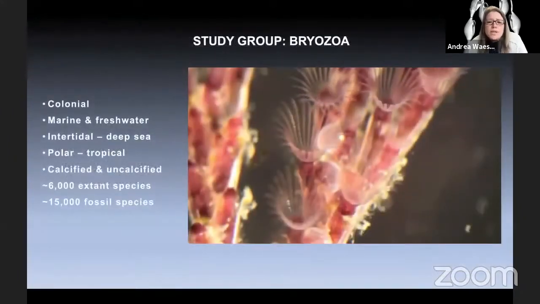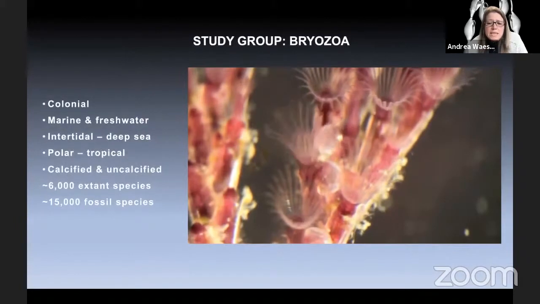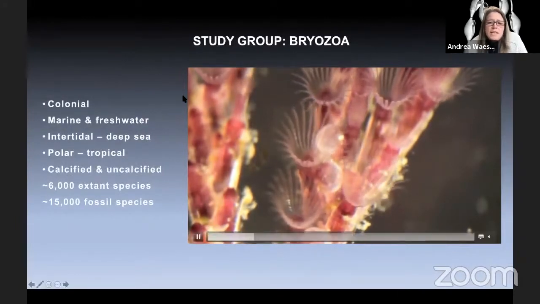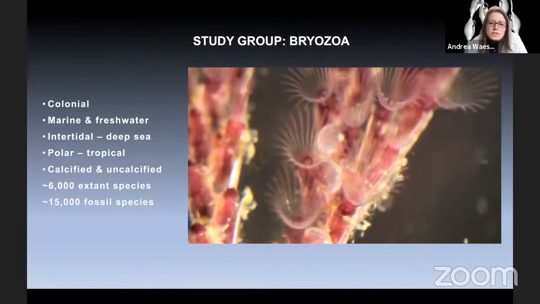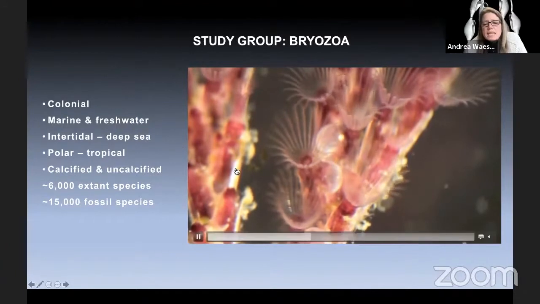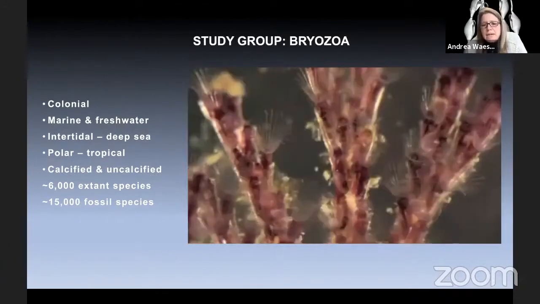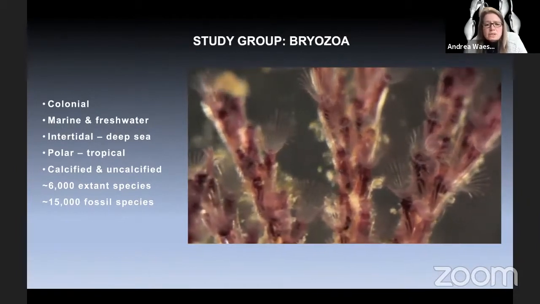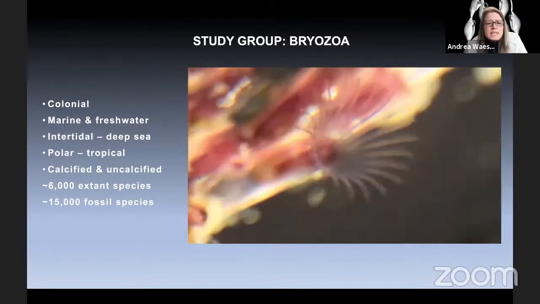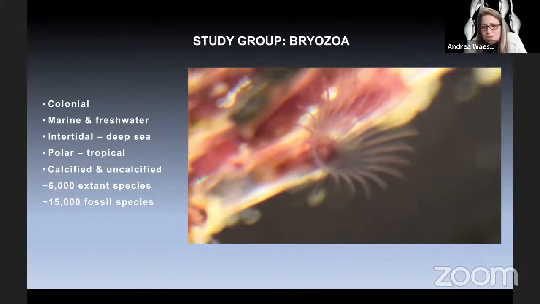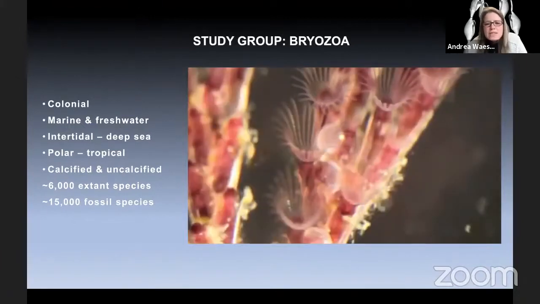Now, our study group are bryozoans. These are colonial aquatic invertebrates. They live in marine and freshwater environments, all the way from the intertidal to the deep sea, from the poles to the tropics. And most of them produce a calcium carbonate skeleton. And that means they fossilize really well. So we've got a really good fossil record with about 15,000 fossil species currently known. In terms of their living diversity, there's about 6,000 species described, but as we are collecting more and more species, new species are constantly being discovered. So this is a huge underestimate.